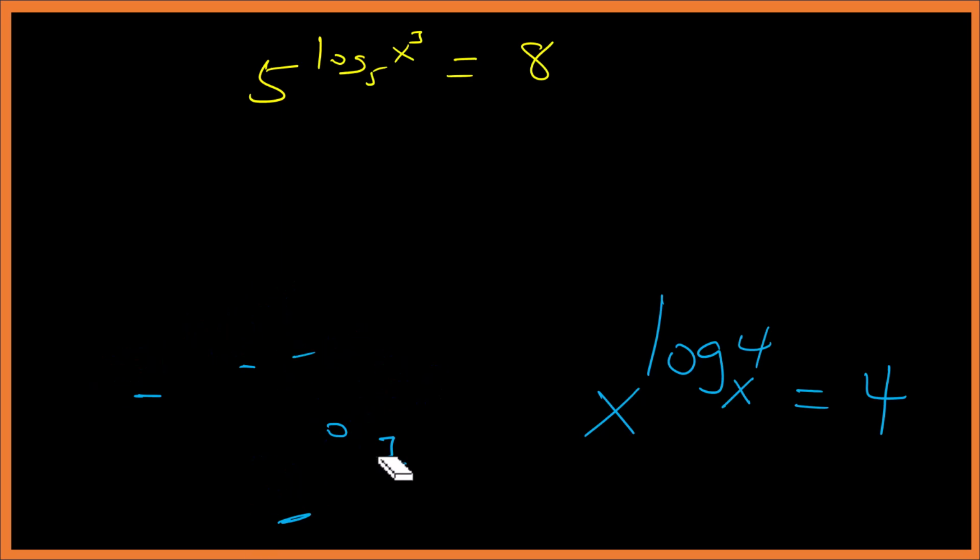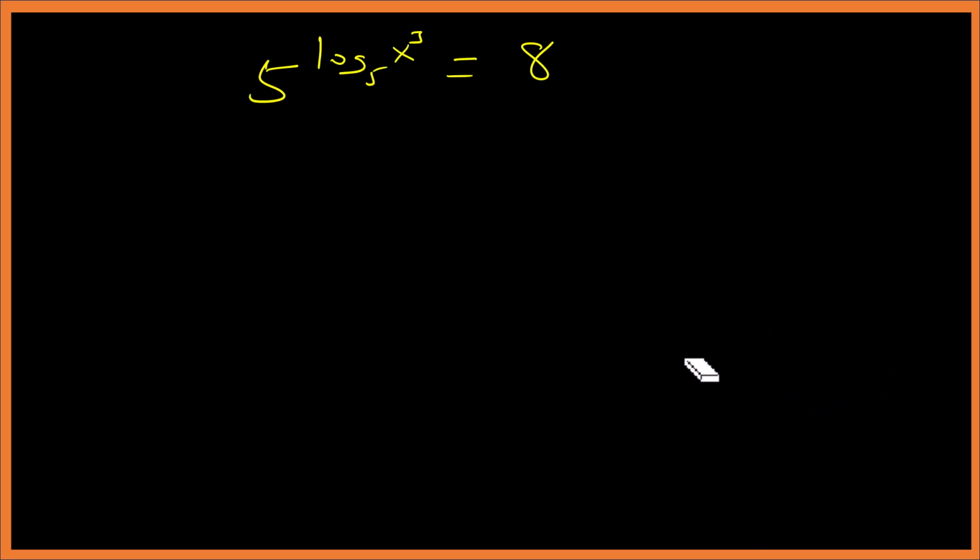Okay, now let's look at the question. Guess, what do you think the left hand side will be? So we have 5 here, 5 there. So I'm left with x cubed equals 8.